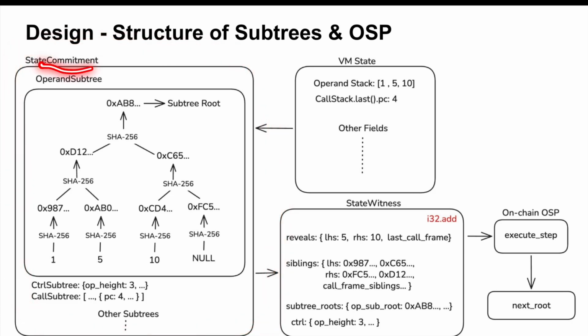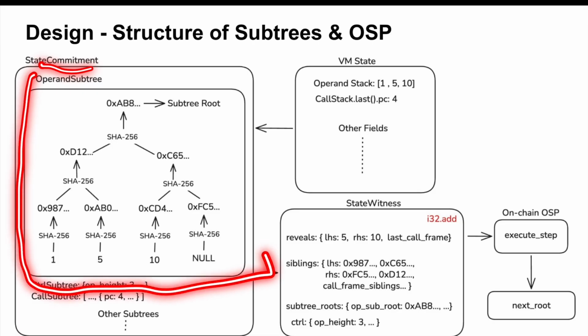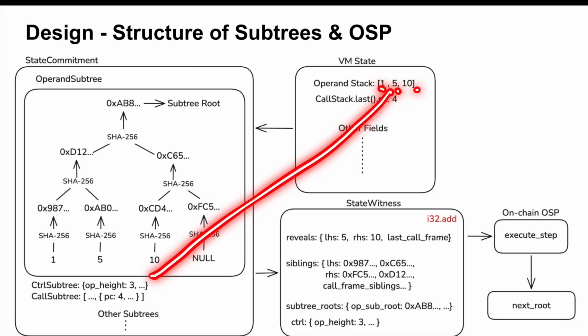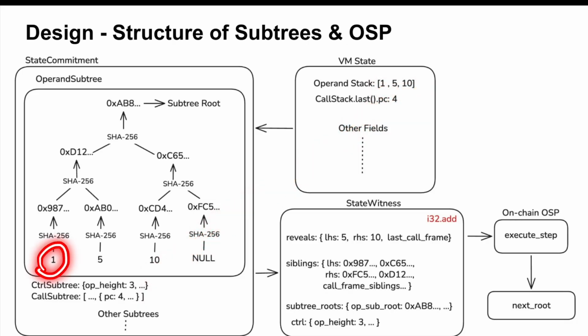And this state commitment has 8 subtrees in it. So for example, if we zoom into the operand subtree, as we can see, this 1, 5, and 10 translated into a Merkle tree, and all the elements are the leaves here. We have one null here because this is a dense tree.